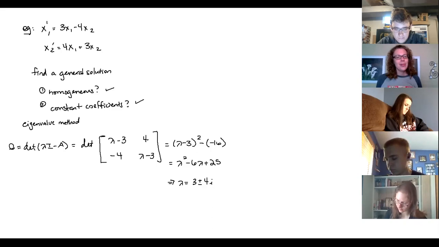Sorry, I was looking at 2 examples. We're doing another one. Lambda equals 3 plus or minus 4i. I'm trusting that you can do the quadratic formula and get to those values of lambda. 3 plus or minus 4i. All good so far? Everybody okay?